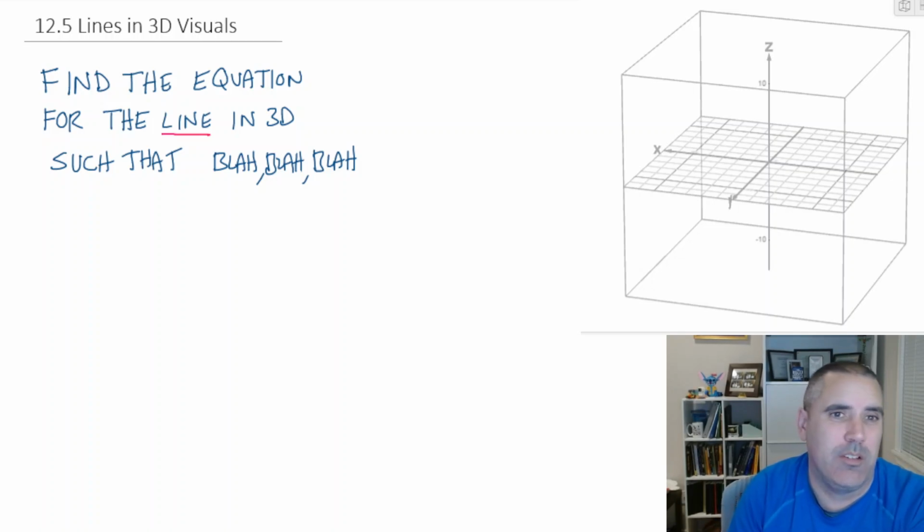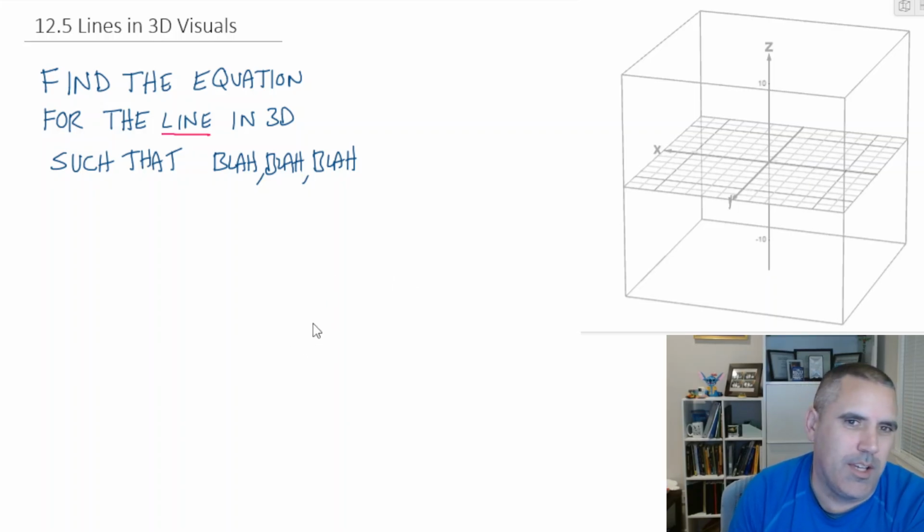Going to talk about lines in 3D and then I'll talk about planes in 3D and just give a little snapshot of some visuals and ideas. Then I'll follow up in a future video on the strategies for how you do problems, but you first have to know what you want. So let's talk about what you want.